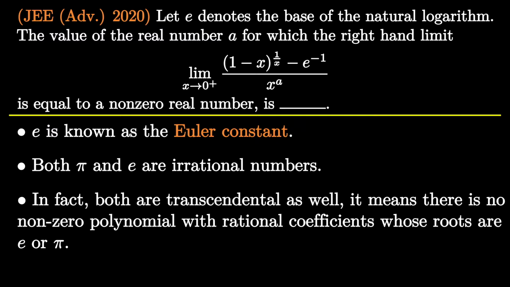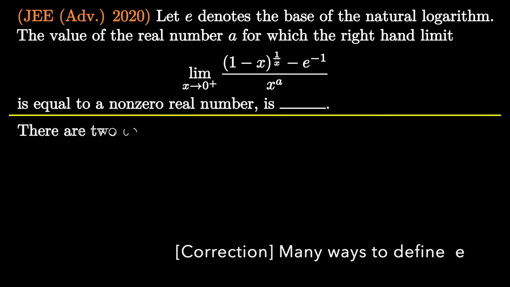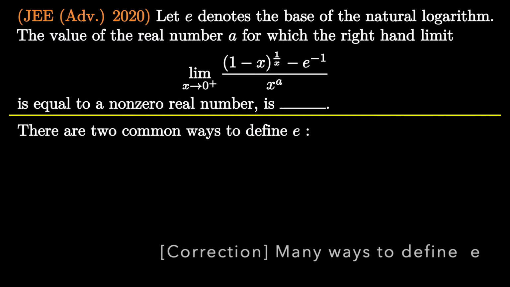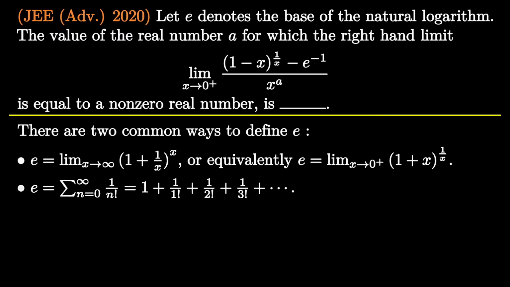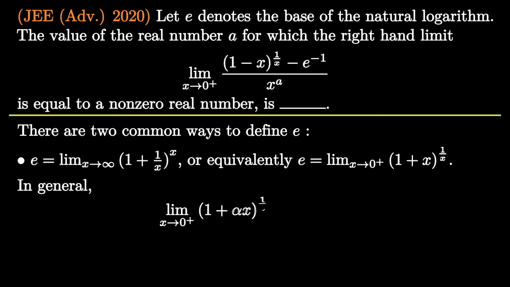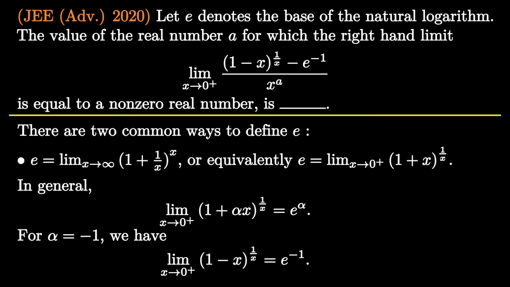Unlike pi, e has no simple geometric definition. There are many ways to define e, perhaps these two are the most popular and commonly used ways. Of course, both are equivalent, but again, the proof is beyond 10 plus 2 level. The first definition can be generalized to give e to the power alpha, and for alpha equal to minus 1, we get the limit as x tends to 0 plus of (1 minus x) to the power 1 by x is equal to e inverse. That's it with the introduction of e.